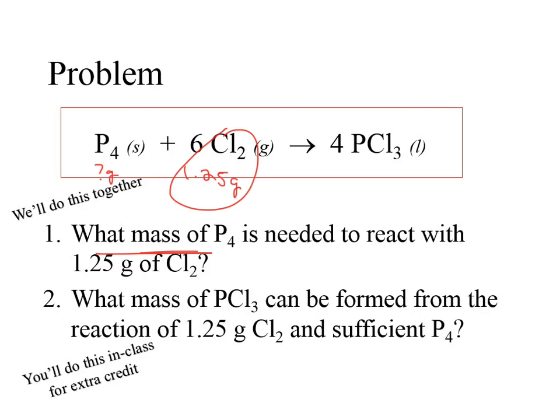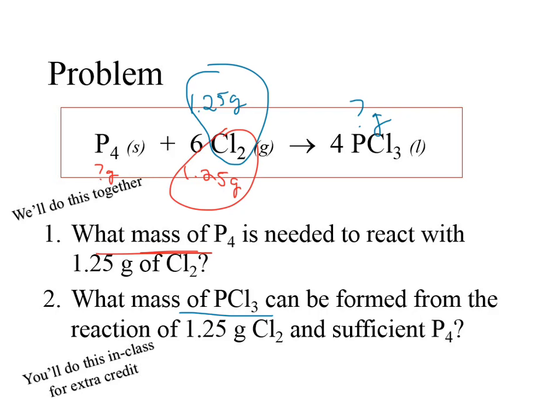And then for the second one, it's similar. It says what mass of PCl3 can be produced. So for the second one, question mark grams over here for the PCl3. And notice for that second problem that you're going to do on your own, again, you have 1.25 grams of Cl2.